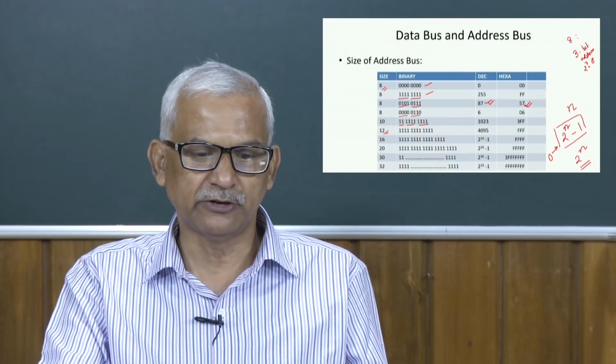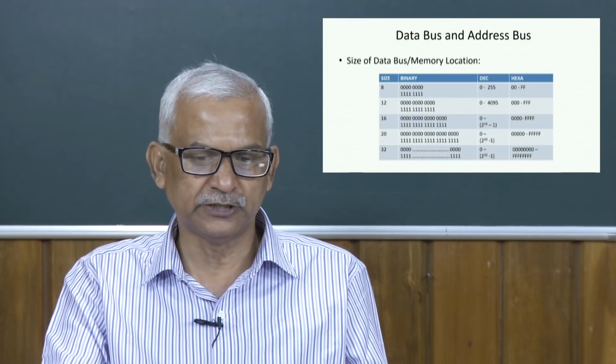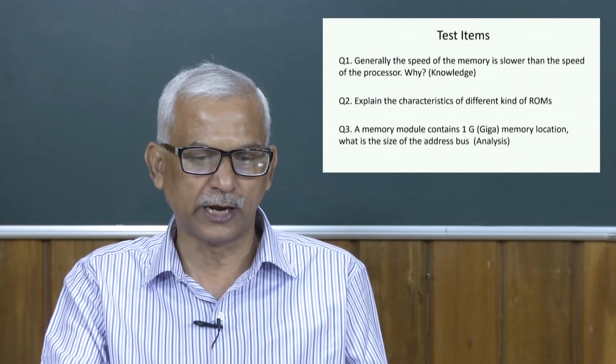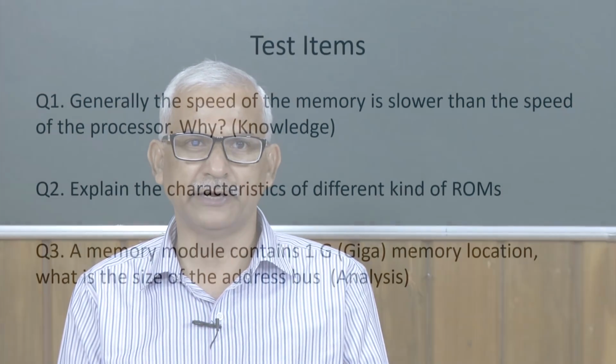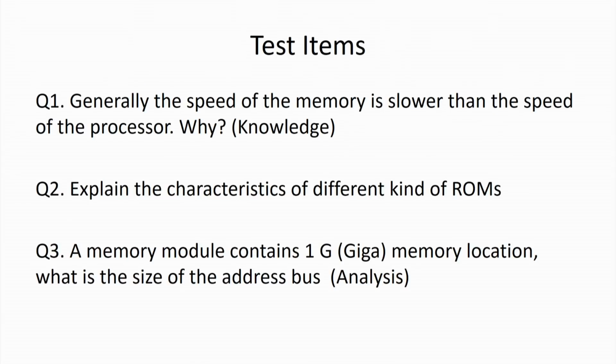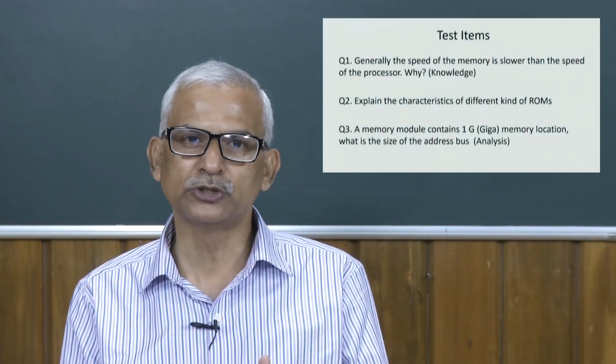So, now we have discussed all those things. Now, let us try to work out some worked examples or test items. The first question I have mentioned here: generally the speed of the memory is slower than the speed of the processor. Why? It is at knowledge level only, because to reduce the cost of the computer, we use different technologies to build different components, and the technology that we use to build our memory module is a slower technology.